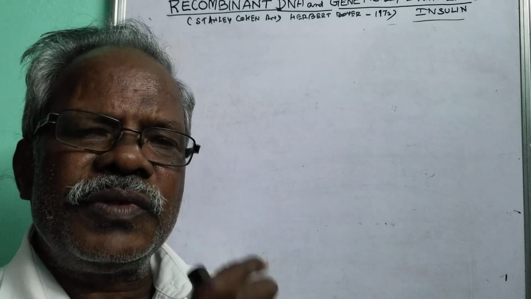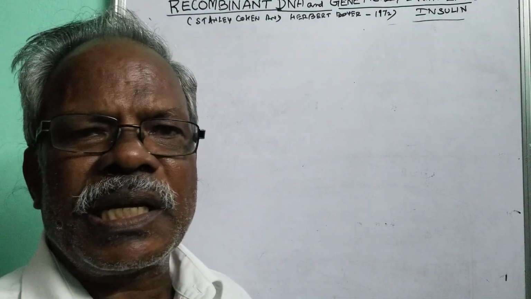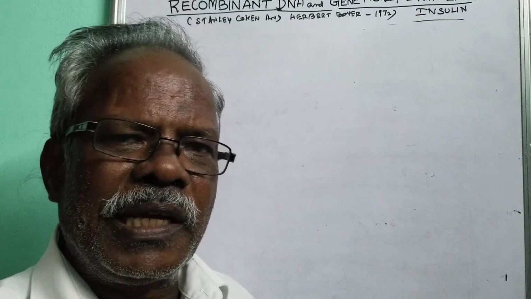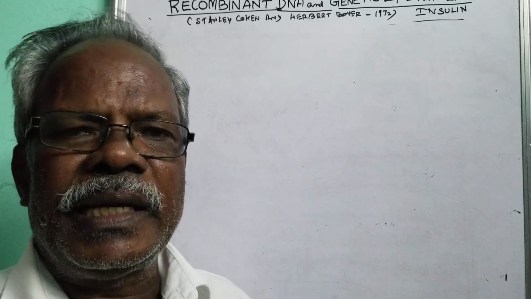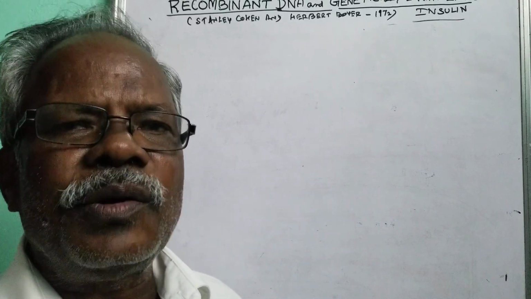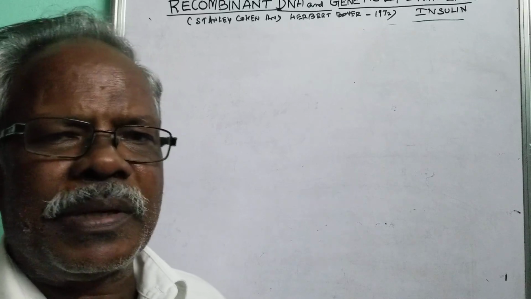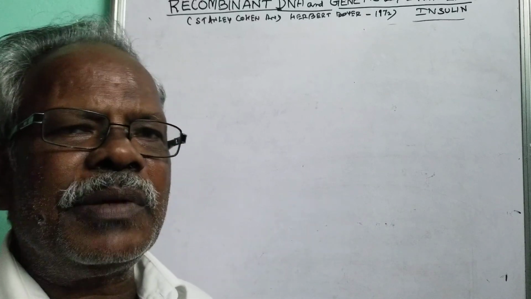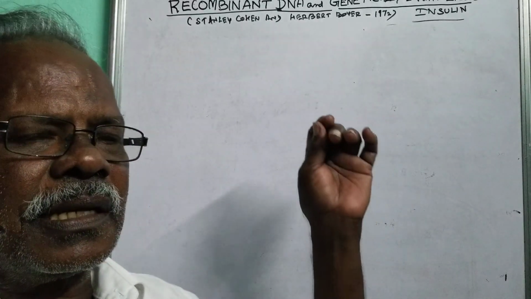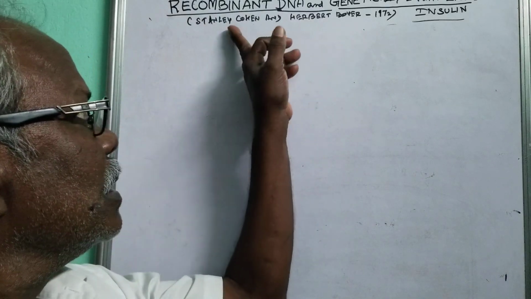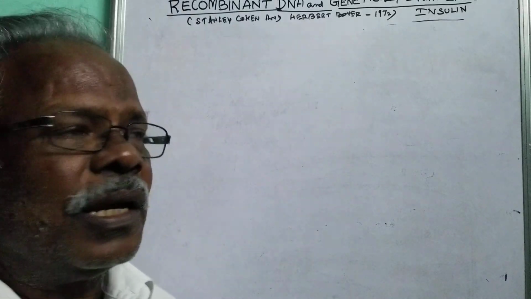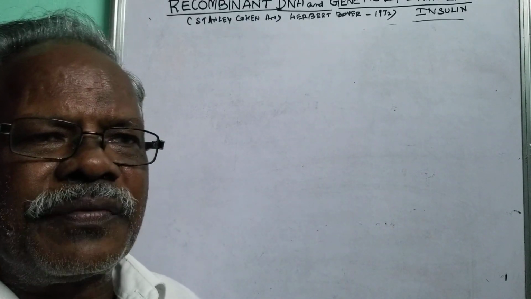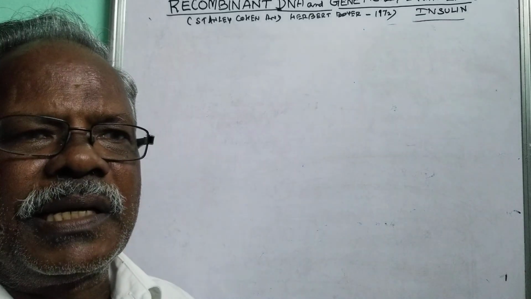Today in this video we are going to discuss the subject biotechnology, in which we are going to see particularly the recombinant DNA technology and how genetic engineering happens through recombinant DNA technology. This recombinant DNA technology was accomplished by Stanley Cohen and Herbert Boyer during 1972. By their strenuous effort, they found out the recombinant DNA technology.